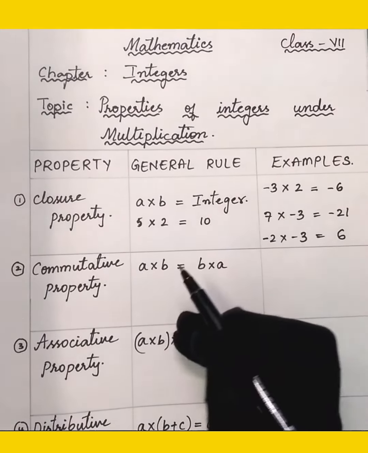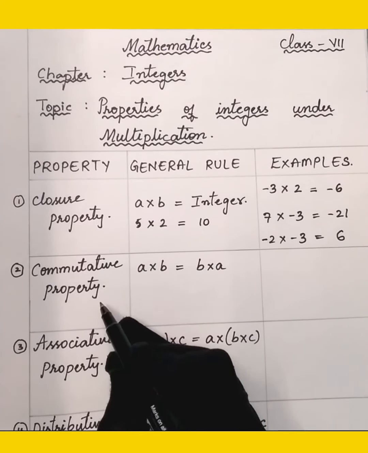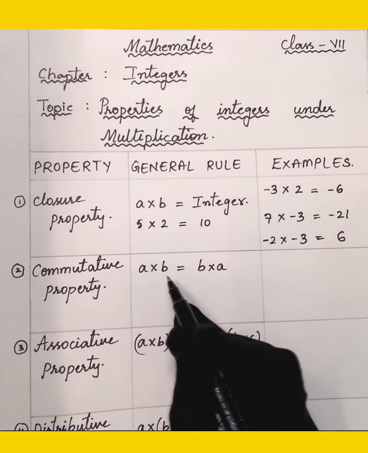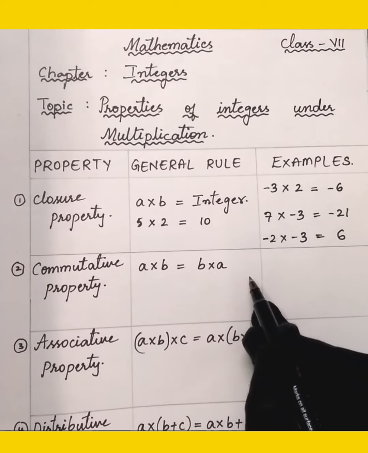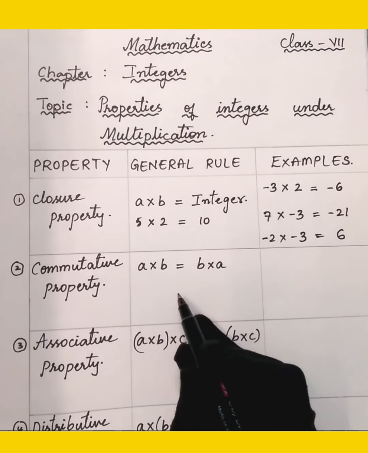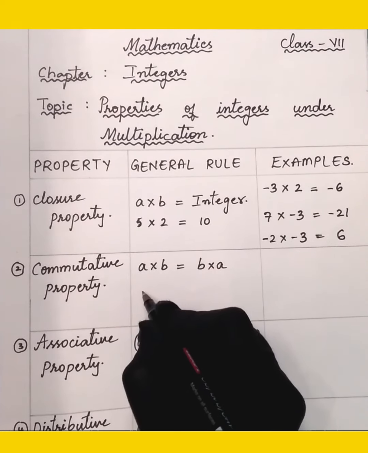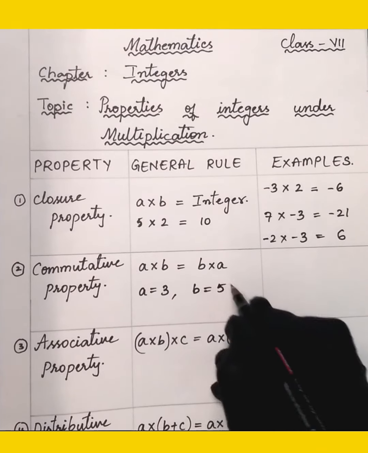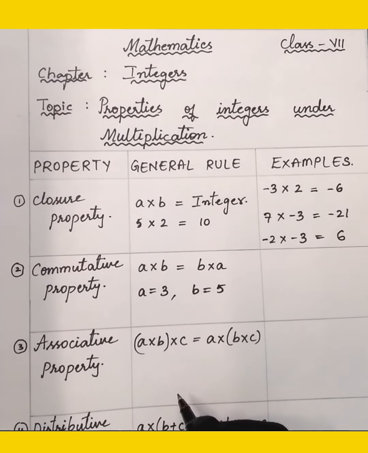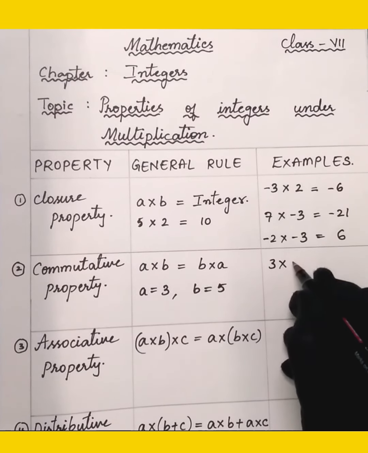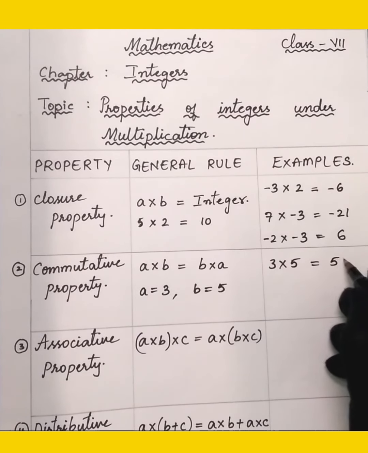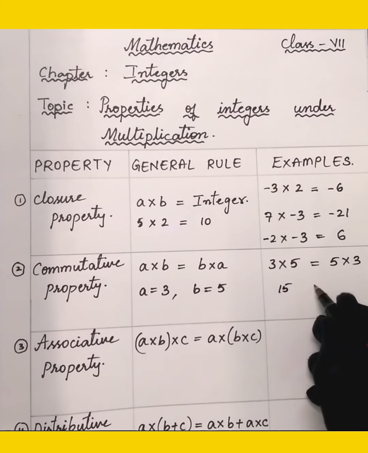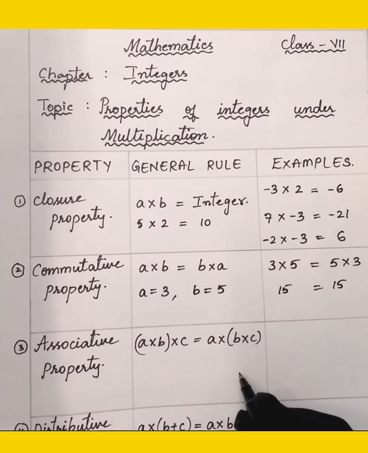Next property is commutative property. What is the rule for commutative property? If two integers are there, a and b, so a into b is equal to b into a. If you change the order of the integers, the answer must be equal. Let us take one example. If a is equal to 3 and b is equal to 5, both are integers. Let's see what happens. 3 into 5 is equal to 5 into 3. 3 5s are 15. 5 3s are 15.